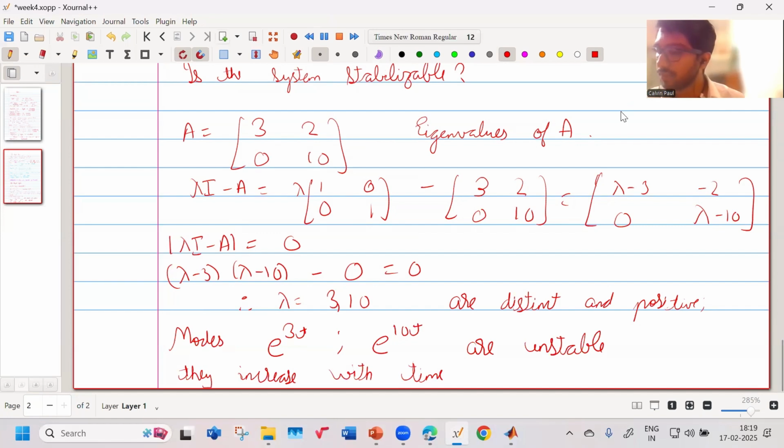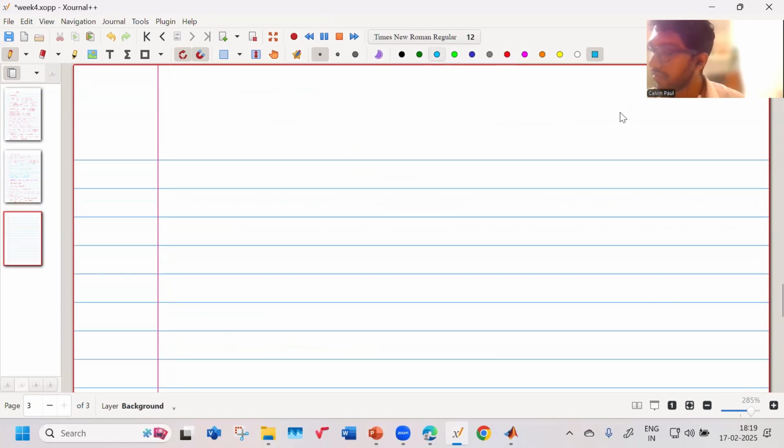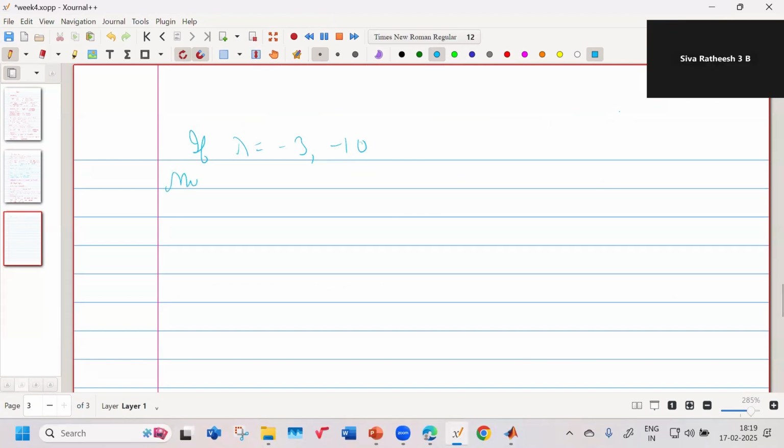What would happen if lambda was -3 and -10? If these were the eigenvalues, what would happen then? The modes would be e raised to -3t and e raised to -10t, right? These decay with time, and these are stable modes. But this is not the case.